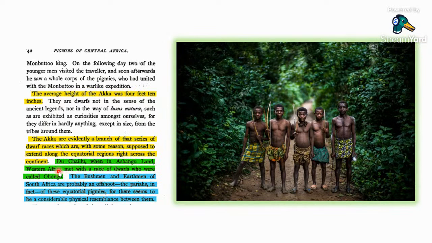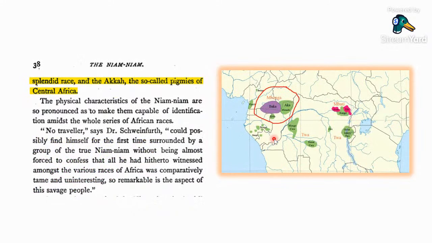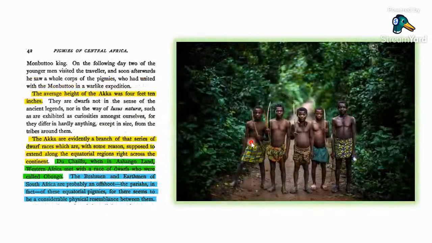All right, so even further west, all the way in Western Africa, there were dwarfs or pygmy races that they found. Again, could these be descendants of those people that Josephus made mention to, the Western Ethiopians? The Bushmen and the Earthmen of South Africa are probably an offshoot, the Parias, in fact, of these equatorial pygmies. It says, there seems to be a considerable physical resemblance between them. All right, so again, before I move on, the Akha pygmies of West Africa possibly are descendants of these Western Ethiopians that we know Josephus may mention. And of course, we know that a lot of these pygmies would have those be haplotypes. All right, we've established that since the beginning of this presentation.